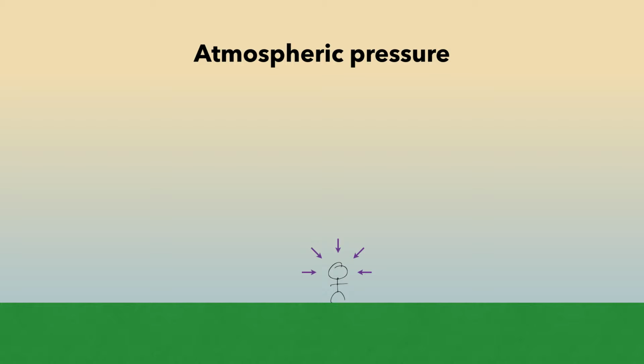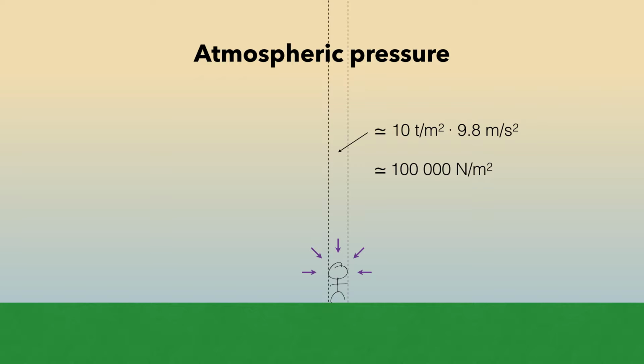This is caused by the numerous collisions of molecules of air surrounding us from all directions. The contributions from the left and right actually cancel each other out, but there's a net force due to the gravitational force caused by the column of air directly above us. This column of air has a weight of about 10 tons per square meter. Multiply this by the gravitational acceleration and you get the standard pressure of about 100,000 Newton per square meter, or 100,000 Pascal.